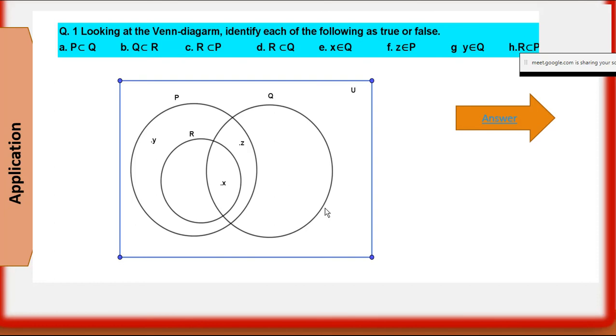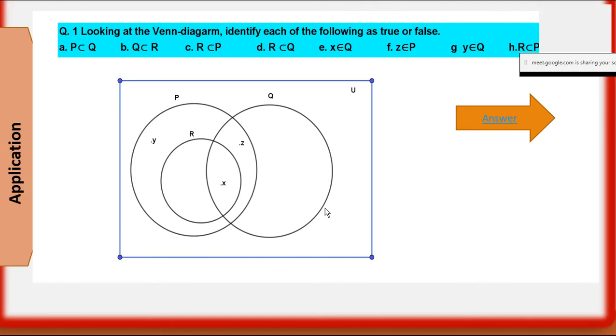So today I have prepared one question. Looking at the Venn diagram, identify each of the following as true or false. Please, time is 3 minutes. Now my time is 11:09. Up to 11:12, I will wait for the solution of this question. Please observe the Venn diagram first, then identify which are the true relations and which are the false relations. I believe you understand the question.